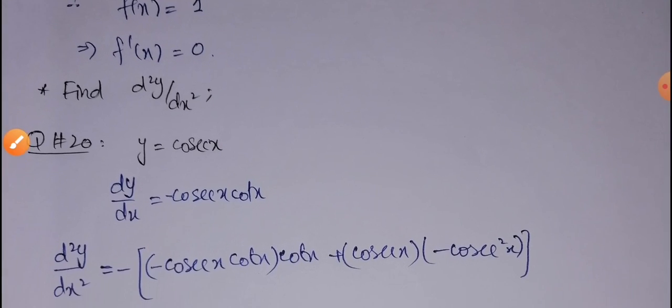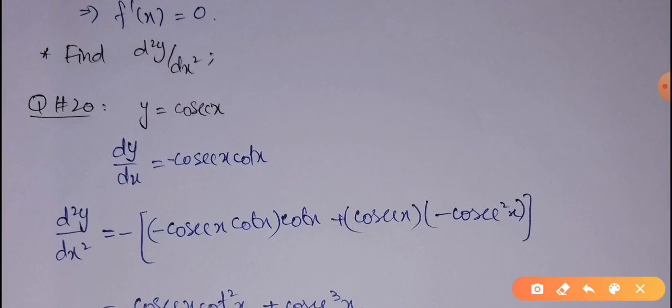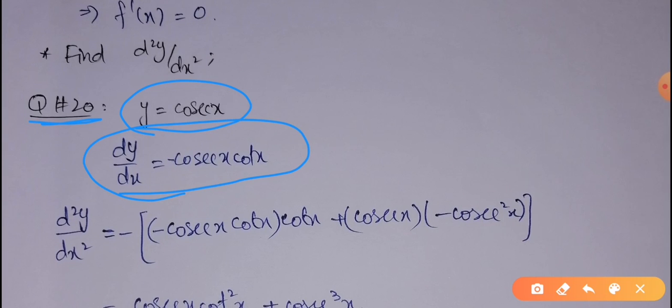So next we have to find the double derivative with respect to x. Here we have question number 20. y is equal to cosecant x. The first derivative is simple, minus cosecant x cot x, and its second derivative is going to be solved with the help of the product rule.